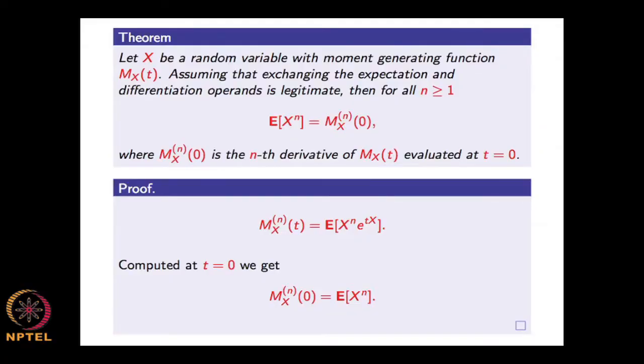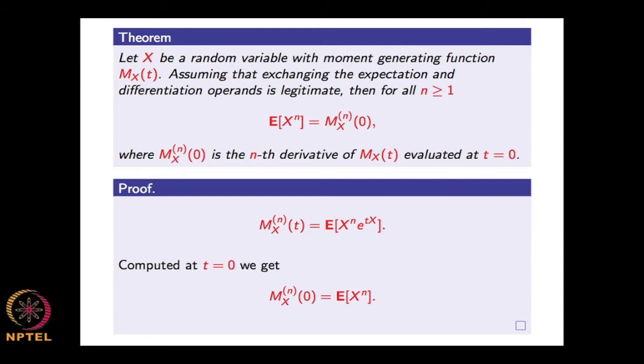Just to remind you, the moment generating function is the expectation of e to the tx. This is just for those who don't remember. The reason we call it the moment generating function is that encoded in the function are all the moments of the random variable.